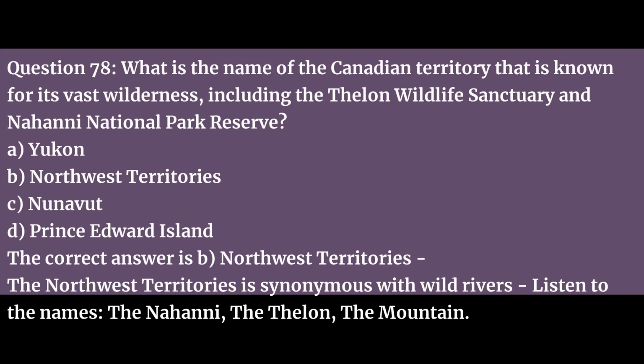Question 78. What is the name of the Canadian territory that is known for its vast wilderness, including the Thalon Wildlife Sanctuary and Nahanni National Park Reserve? A. Yukon. B. Northwest Territories. C. Nunavut. D. Prince Edward Island. The correct answer is B. Northwest Territories. The Northwest Territories is synonymous with wild rivers. Listen to the names: the Nahanni, the Thalon, the Mountain.